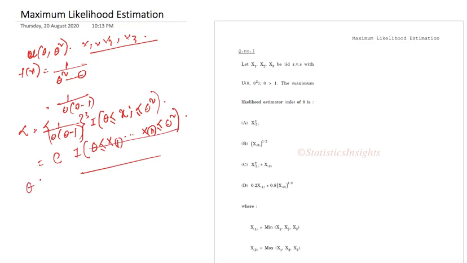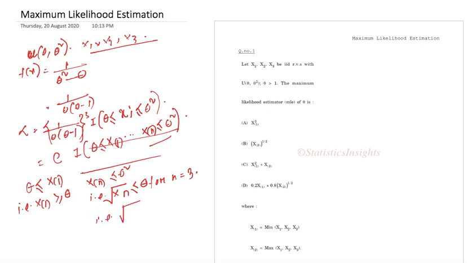So here we see that theta is less than or equal to x1. This means x1 is greater than or equal to theta, and from these we see xn less than or equal to theta square, that is xn less than or equal to theta square. For n equals 3, that is root over x3 less than or equal to theta. Now theta lies in this range, from root over x3 to x1.